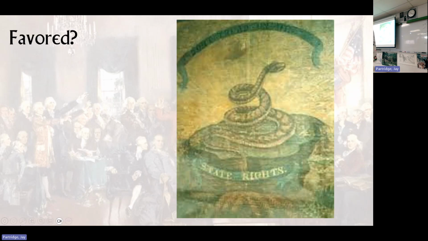Which one? Wait a second. There are two houses then under the Great Compromise. Which one of the two was selected by the voters, not the people, the voters? The House or the Senate? The House. Yeah, the House of Representatives.